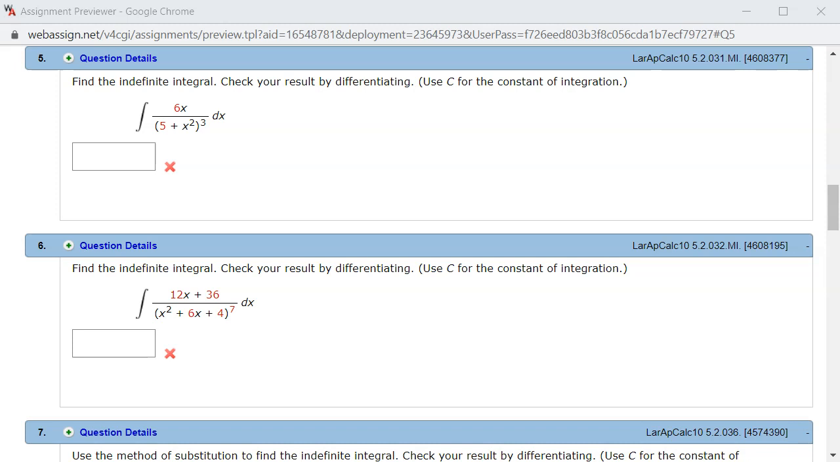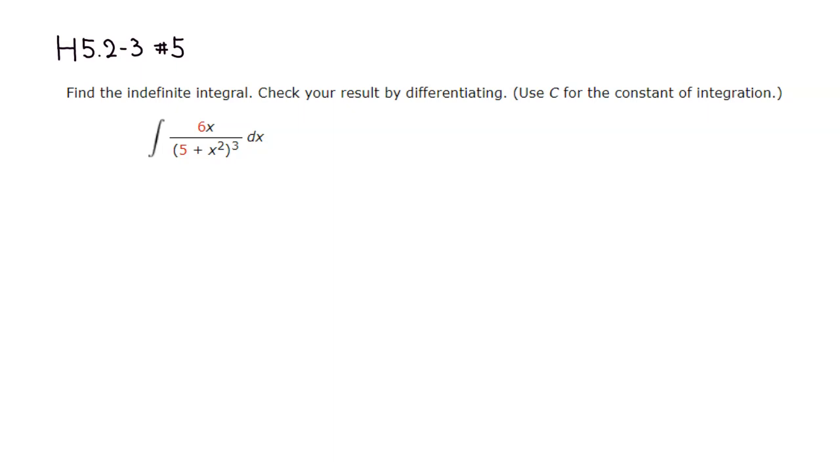All right, let's look at the homework 5.2, 5.3, problem number 5. Let's evaluate this indefinite integral. I'm going to use a substitution.